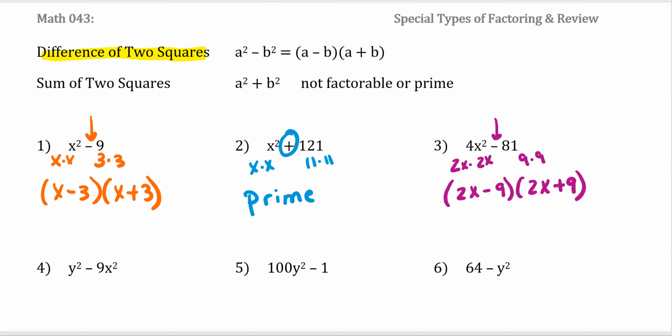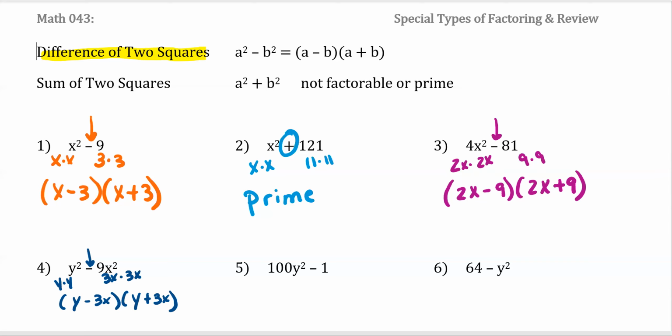Number 4, y squared is y times y. 9x squared is 3x times 3x. It is a minus. It is a difference of perfect squares. So we know that we'll factor into y minus 3x and y plus 3x.